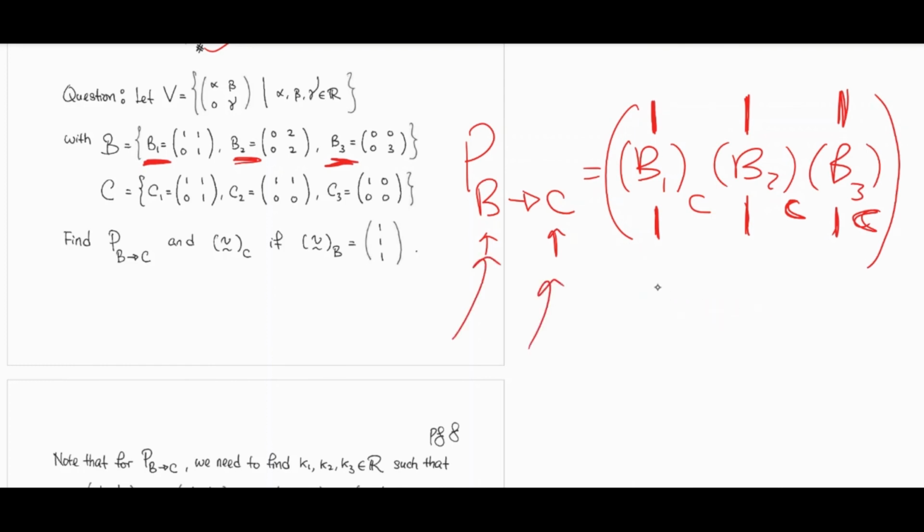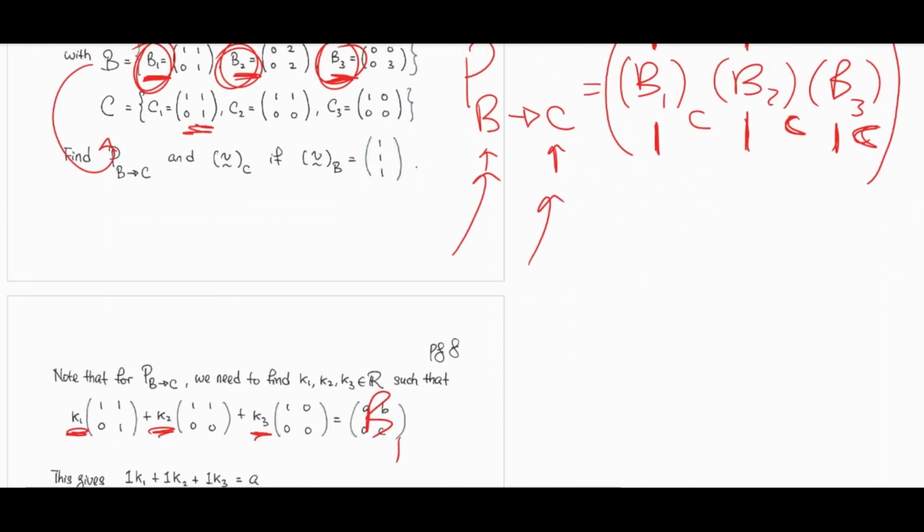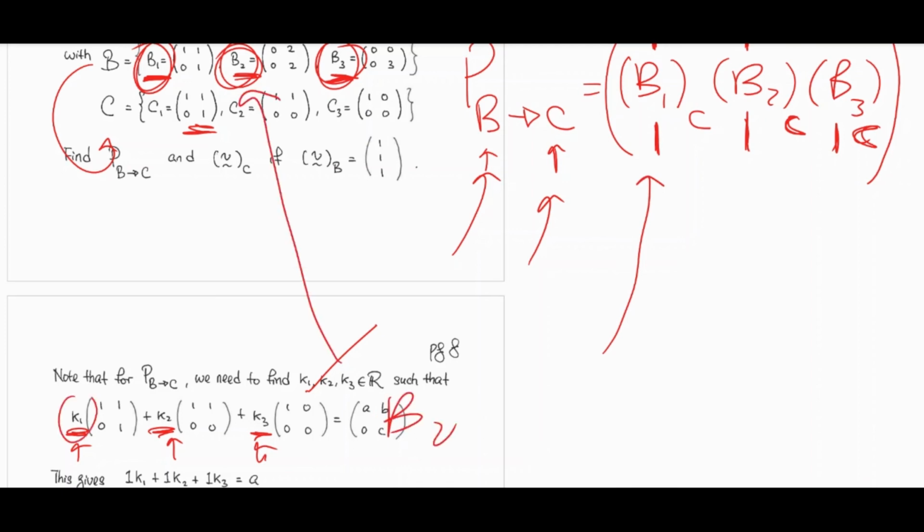So we need to find the coordinates of this vector relative to basis C. That means we will have to write B1 and solve for K1, K2, K3. This is the C1 here, C2 here, and C3 here. So we take B1 and solve for K1, K2, and K3, and that K1, K2, and K3 will go right here. Then if you put B2, solve for K1, K2, and K3, those coordinates will go right here.